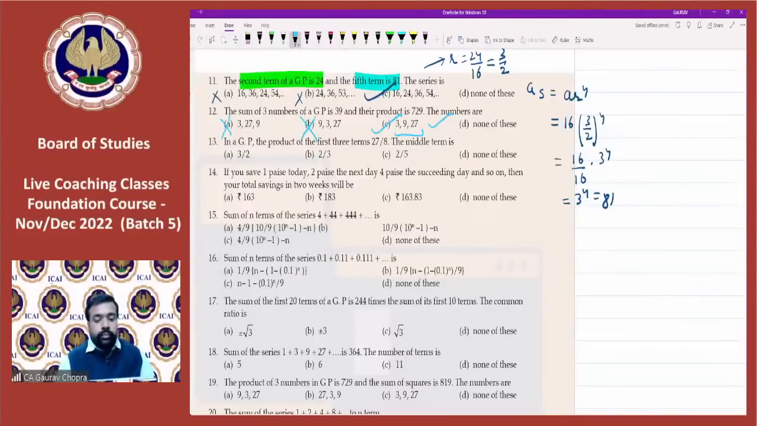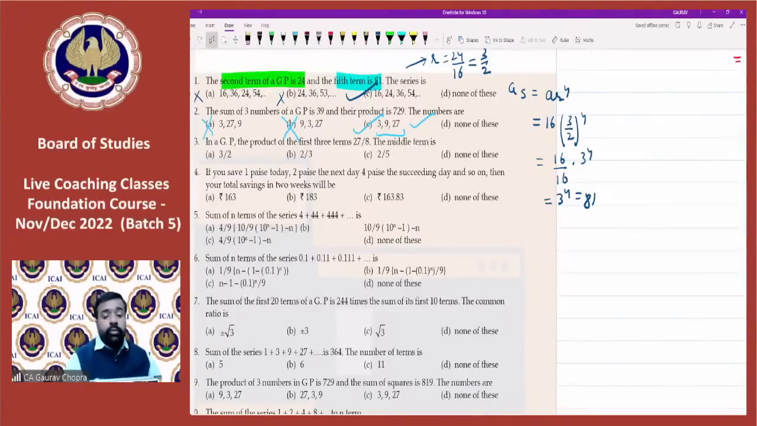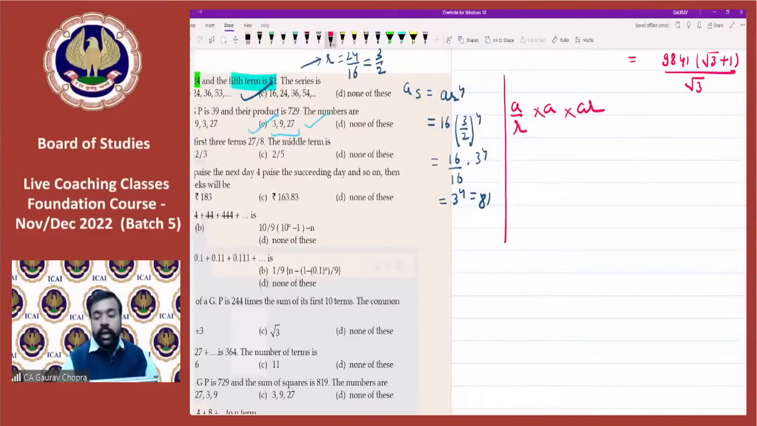Then 13th one. In a GP, the product of first three terms is 27 by 8. Then find the middle term. Middle term is A. It's very easy. Whenever we have to assume the three values, what are those values? A by R, A, and AR. And what is the product? It is 27 by 8.